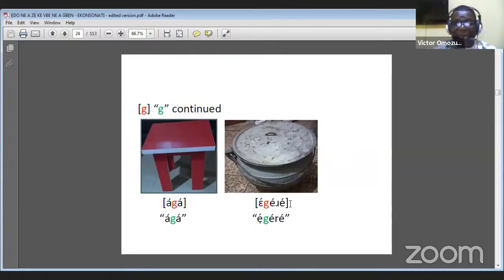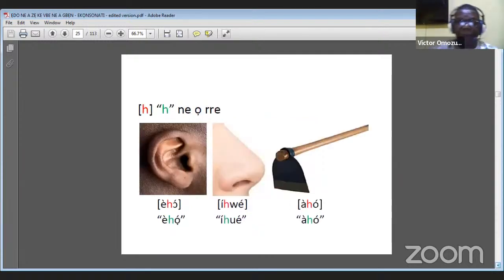And then the G already, Ege. So Ege is a three-syllable word, whereas Aga is a two-syllable word. But you can see that whether it's a two-syllable word or a three-syllable word, they will begin with a vowel and end in a vowel. That is a statement of fact.